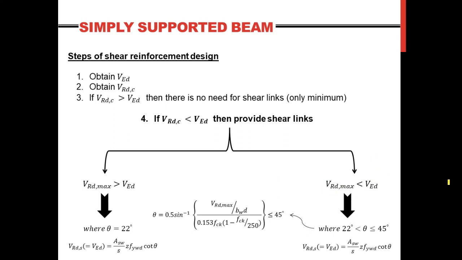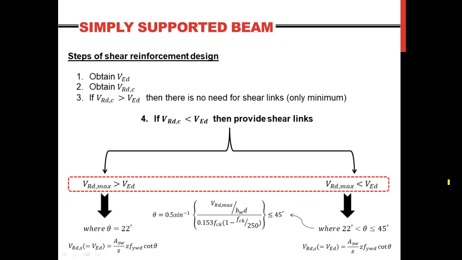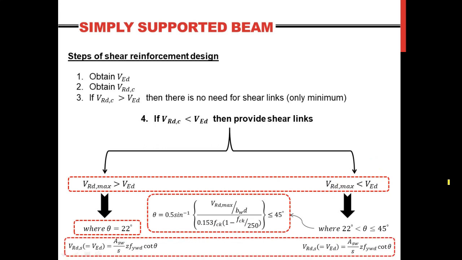Hi everyone, so we are already done with the part 3b. Let's do the part 3c, which should be the last part in the shear links design. Right, now the next step is to determine whether the beam's VRD max is larger or smaller than the VED, through which we'll be able to determine the angle and hence the stirrups required.